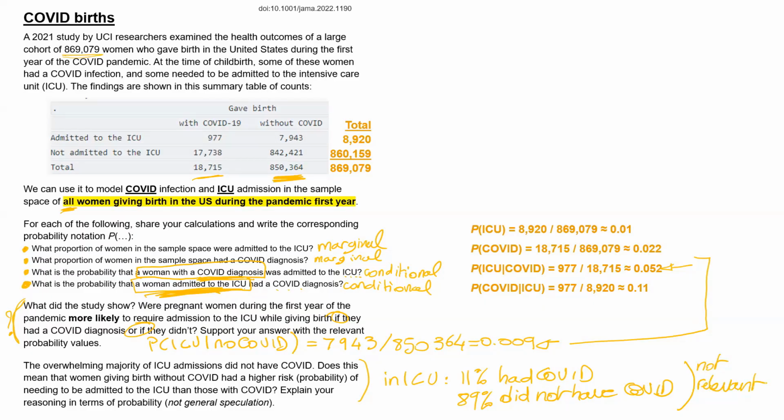So it's really important to understand the relevant information here is what was the probability of being admitted to the ICU if the woman had versus if the woman did not have a COVID diagnosis. And that's where we found that the women were much more likely to be admitted to the ICU if they had a COVID diagnosis than if they didn't. So it's a higher risk for women with COVID.